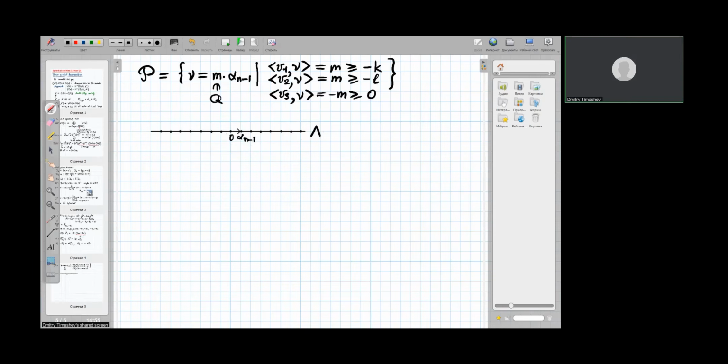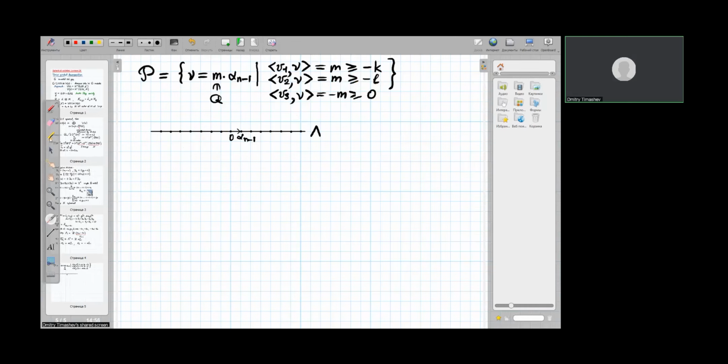And now the inequalities defining P say essentially that the points belonging to P are the points for which this multiple is non-positive, because of this last inequality. So we have something on the left from the zero, and on the other side, this multiple m is greater or equal to both minus k and minus l. So we get a segment.